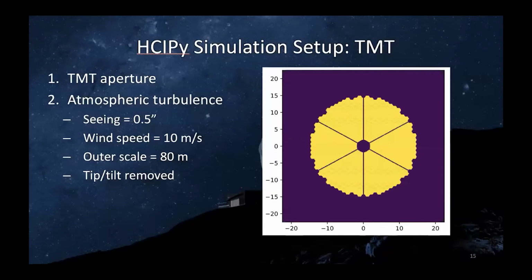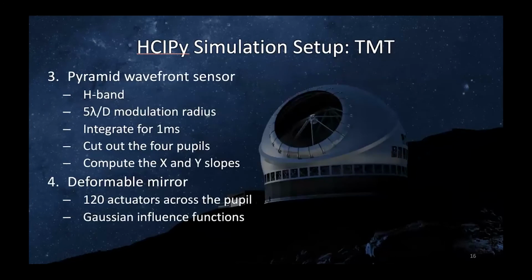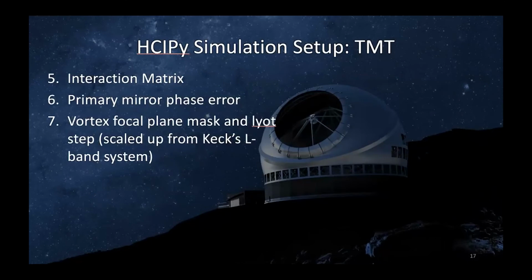So for our TMT simulation, we tried to change as few parameters as possible from our Keck simulation. We of course have our different aperture and the associated sampling across the pupil has to be different. But we again set up some standard atmospheric turbulence profiles. We also did not include tip tilt in this TMT simulation. So we again had an H-band pyramid wavefront sensor. We have, of course, many more actuators across the pupil for our PSI simulation, 120 actuators. As before, we create our interaction matrix. We again put similar phase errors on the primary as we did for the Keck simulation. And then we again have a vortex coronagraph.